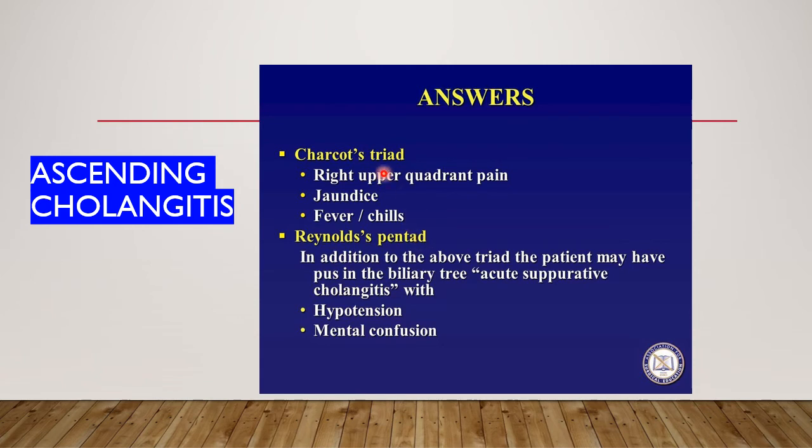Okay, Charcot's triad consists of right upper quadrant pain, jaundice, and fever with chills and rigors. In addition to this, hypotension and mental confusion added to Charcot's triad is known as Reynolds' pentad, which is an indication that some form of suppurative cholangitis is taking place, which may be going on to septicemia.